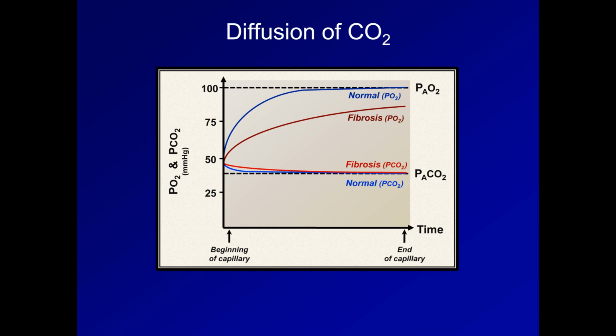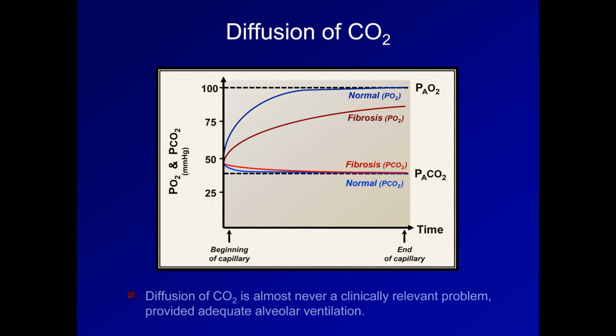As you can see, CO2 diffuses so quickly that even when it is slowed by fibrosis, equilibrium with alveolar gas is still achieved with plenty of capillary length to spare. Thus, diffusion of CO2 is almost never a clinically relevant problem, provided adequate alveolar ventilation is occurring. I am now going to move discussion away from impaired diffusion and on to ventilation-perfusion matching.